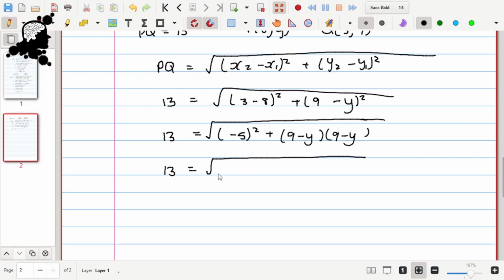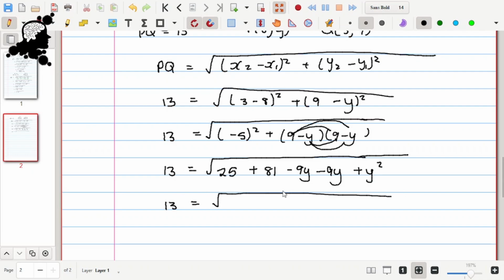So negative 5 squared will give us positive 25 plus. Then 9 times 9, that's 81. 9 times negative y, that's negative 9y. Negative y times 9, that's negative 9y again. Then negative times negative, that's going to give us positive y squared. Now we simplify. 13 is equal to the square root of 25 plus 81. That's going to give us 106.